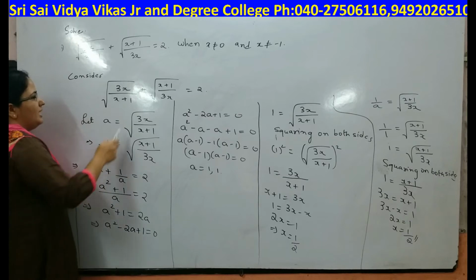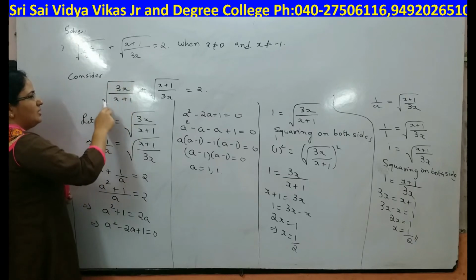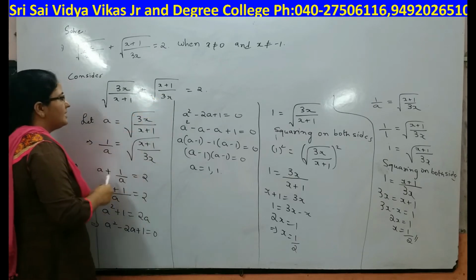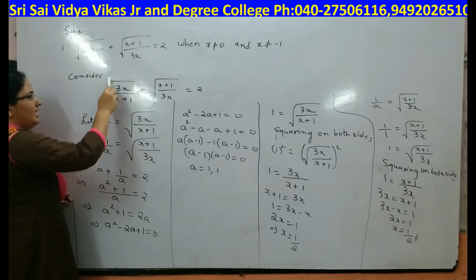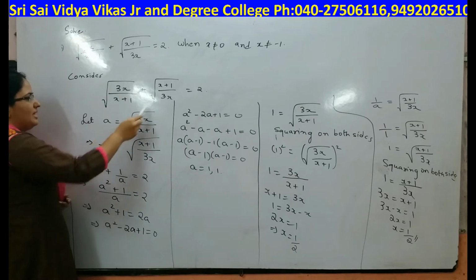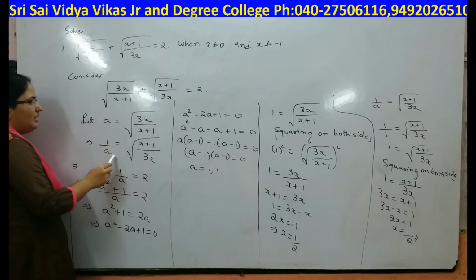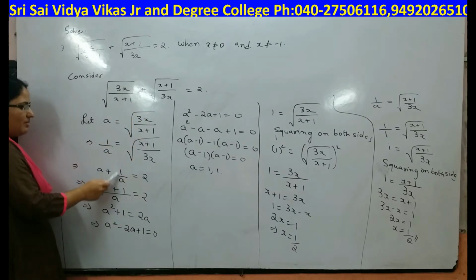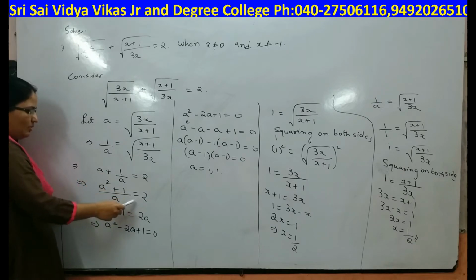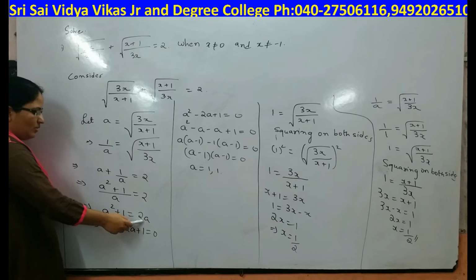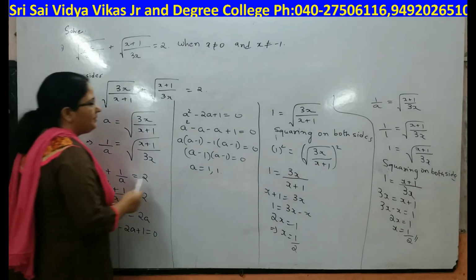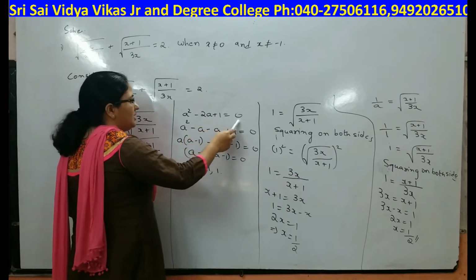Now in this, if you observe closely, you have 3x by x plus 1 here, and here you have x plus 1 by 3x. Let us take 3x by x plus 1 as a, then this will become 1 by a. Now substituting these two in this equation, what do you get? a plus 1 by a is equal to 2. Take LCM, a square plus 1 by a is equal to 2, a square plus 1 is equal to 2a, a square minus 2a plus 1 is equal to 0.